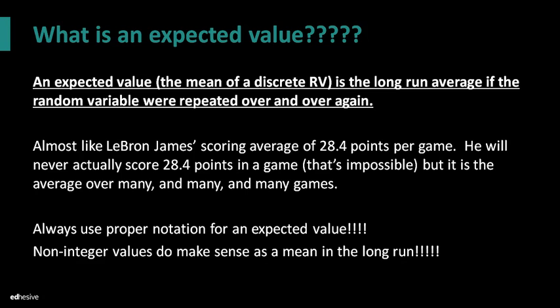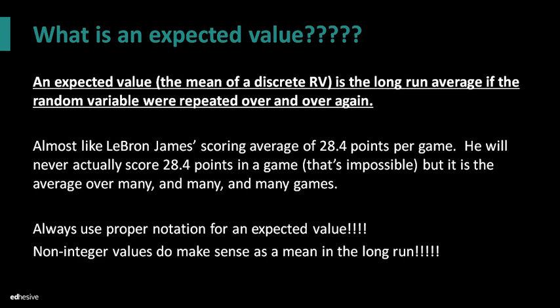Okay? This is actually kind of similar to LeBron James' scoring average, right? LeBron James' scoring average is 28.4 points per game. He'll never actually score 28.4 points per game. It's literally impossible for one player to score 28.4 points in a game. You could score 28, you could score 29, you can't score 28.4. And that's okay. This is his expected value, right? This is what he has found after playing many, many, many games.